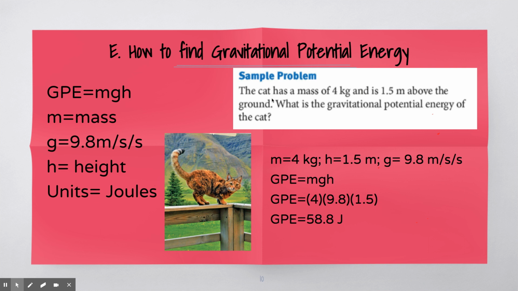So here's a sample problem. The cat has a mass of 4 kilograms and is 1.5 meters above the ground. What is the gravitational potential energy of the cat? Well, the mass of the cat is 4 kilograms, says that right here. The height above the ground is 1.5 meters. And the gravity on Earth is always 9.8 meters per second squared. So I just multiply mass times gravity times height. So 4 times 9.8 times 1.5. And because it's multiplying, remember the order doesn't matter. Type that in my calculator and I would get 58.8 joules.